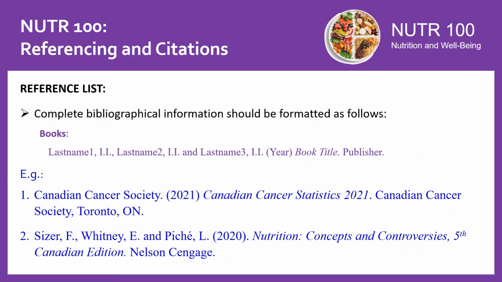This is your textbook. You can see there's 3 authors. The year it was published was 2020. And then Nutrition Concepts and Controversies, 5th Canadian edition is the title, followed by the publisher, which is Nelson Cengage. The first example is a little different because notice the author, there is no person as an author. This is the organization this time that is the author. So sometimes that is the case.